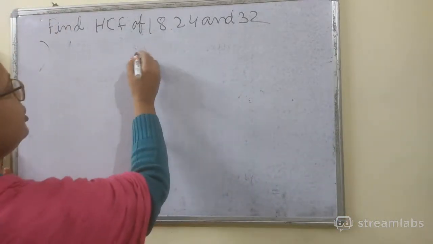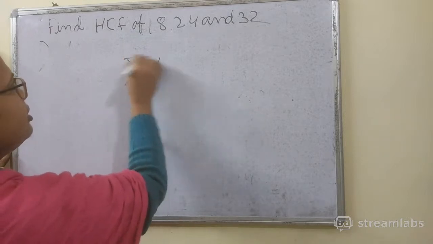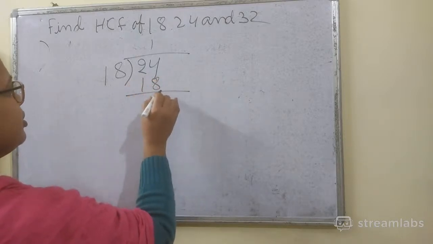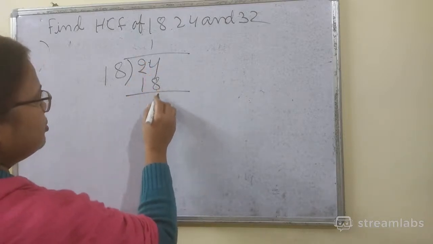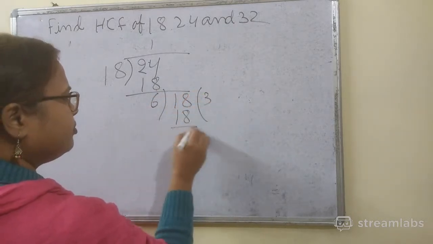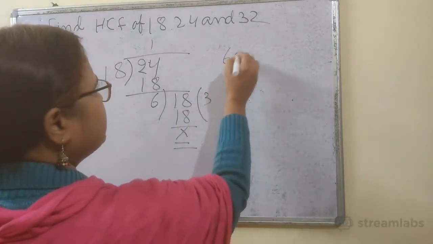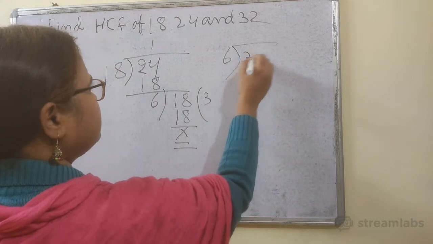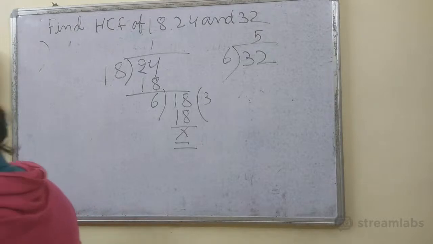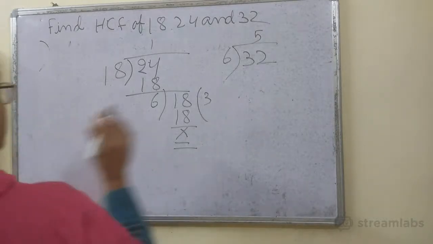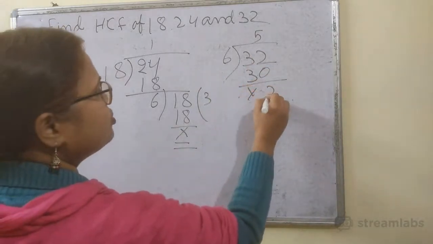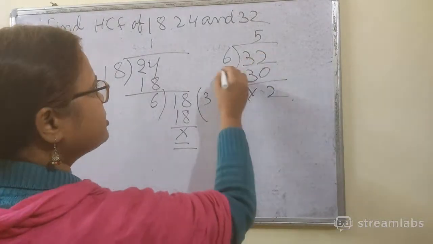Let's do once again. 24 and 18. So one time 18. Then 14 minus 8, 6, then here 18, then 3, it is 18 here, then again 6 and 32, then how many times? 5, so this is what? 2. Okay, so here it is coming 6.